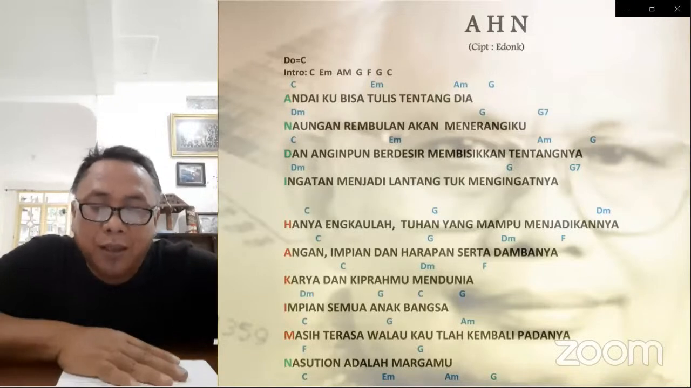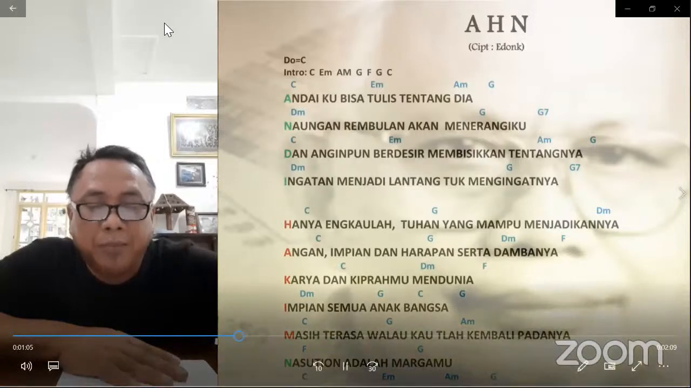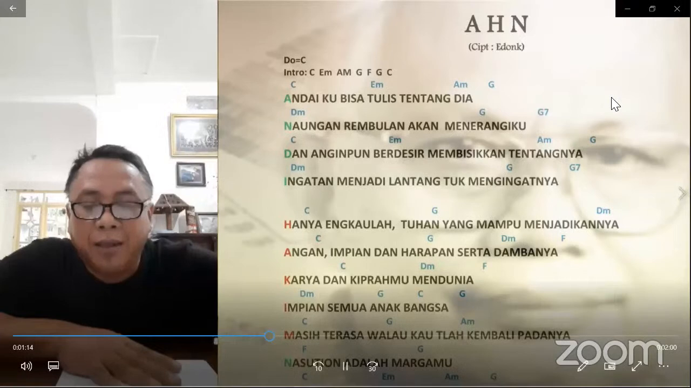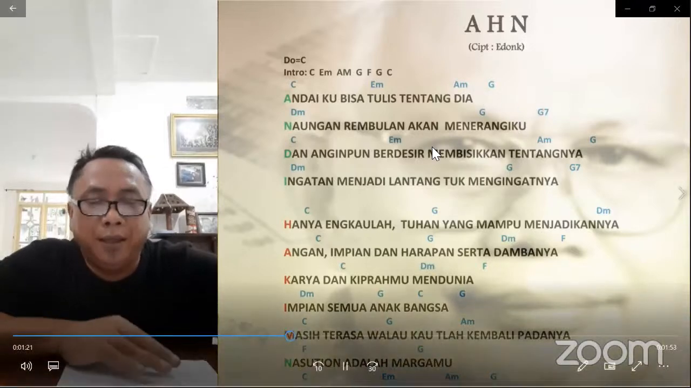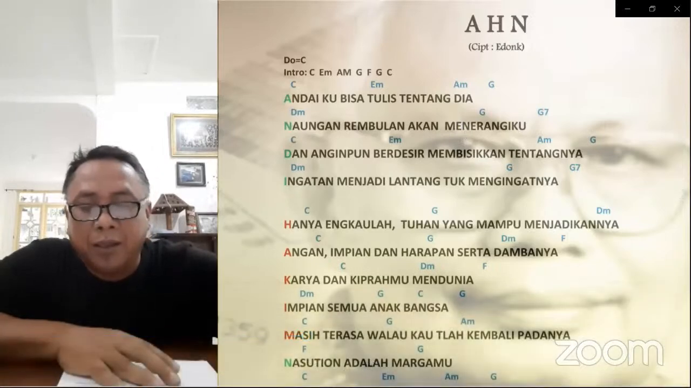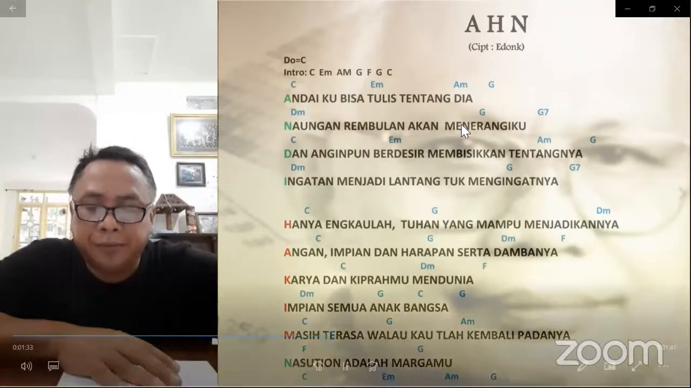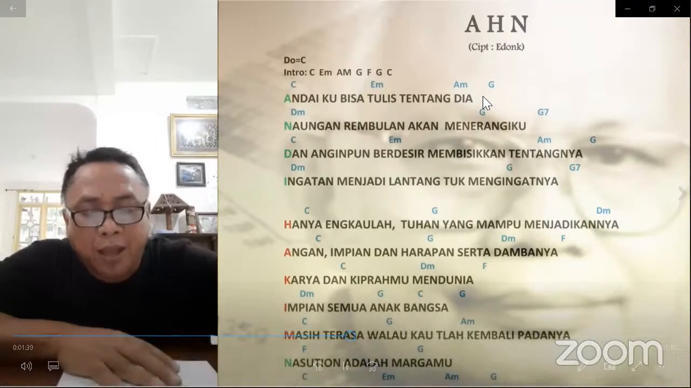Andai kubisa tulis tentang dia, naungan rembulan akan menerangiku, dan angin pun berdesir membisikkan tentangnya. Ingatan menjadi lantang untuk mengingatnya. Hanya Engkaulah Tuhan yang mampu menjadikannya angan impian dan harapan serta dambanya.